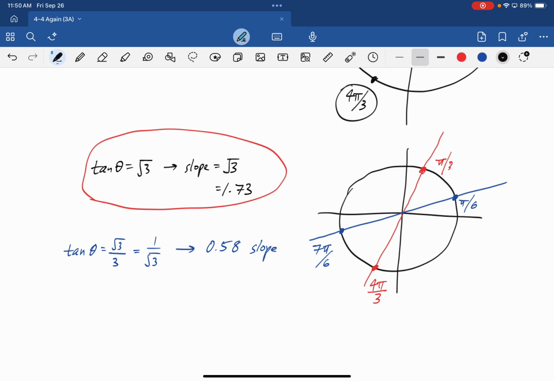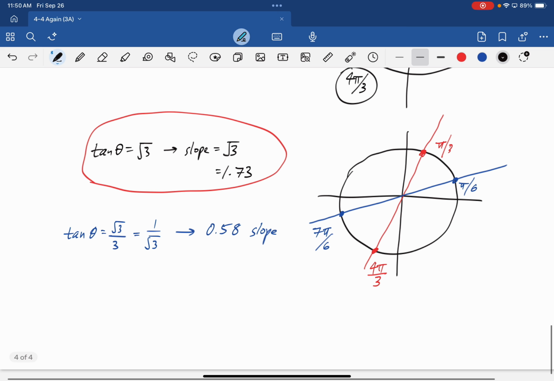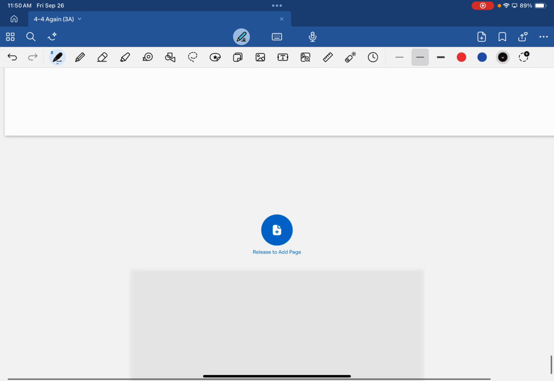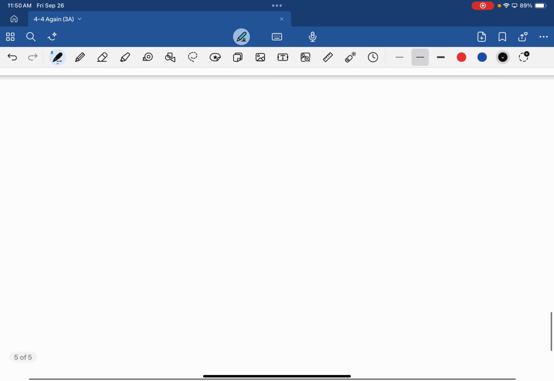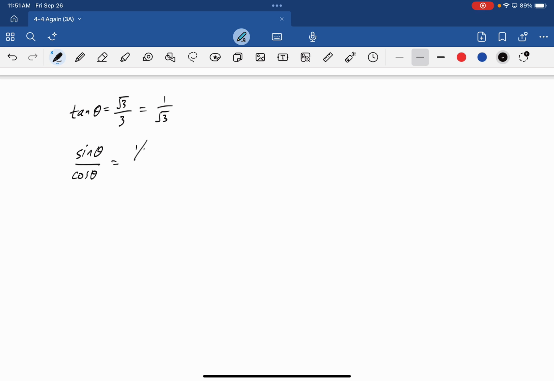Okay. I'll also show you guys how to get that from maybe the coordinates, right? Because that's important too. So if we had tangent theta equals root 3 over 3, first we would rewrite this as 1 over root 3. That's probably the easiest way to see it. And that tells us that sine over cosine is 1/2 over root 3 over 2. Right? Because this time the root 3 has to be on the bottom. So that's how we would get that.